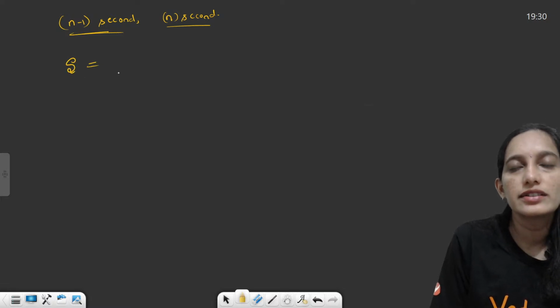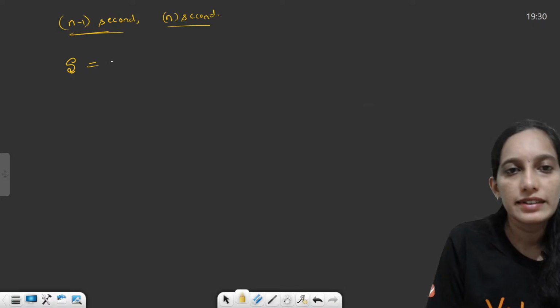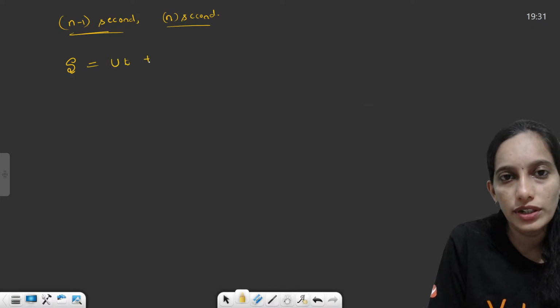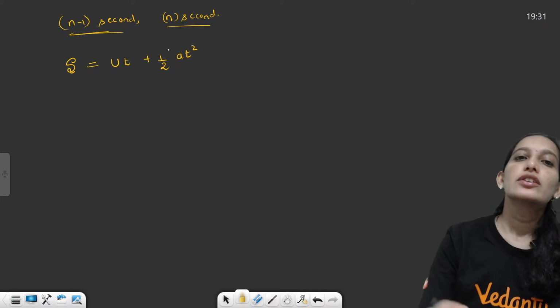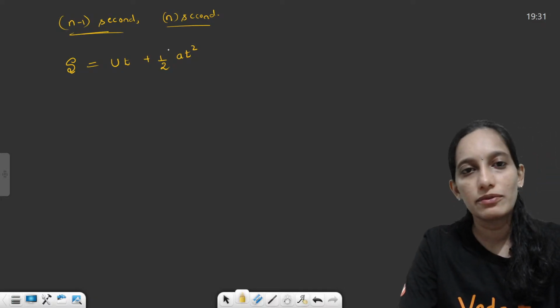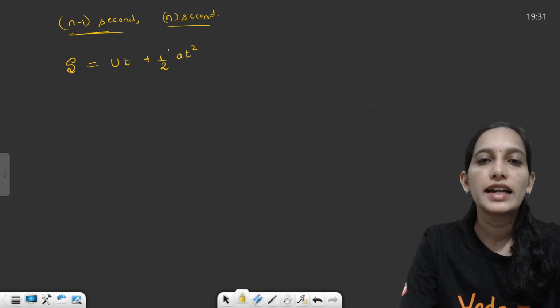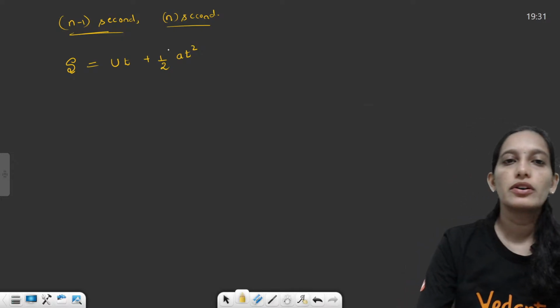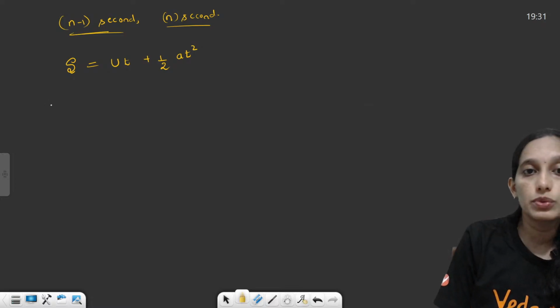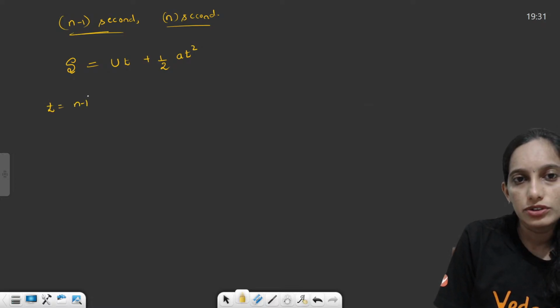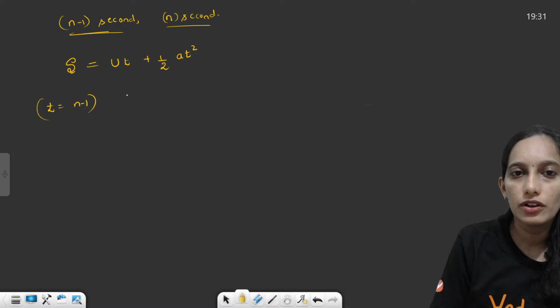First, I'll consider the distance travel formula, that is S is equal to ut plus half at square. I'm just choosing the normal sign convention. When the problem comes, we'll put the sign convention as required. Now, to find the distance traveled in n minus 1 seconds, I'll put t is equal to n minus 1. So I'll say Sn minus 1.